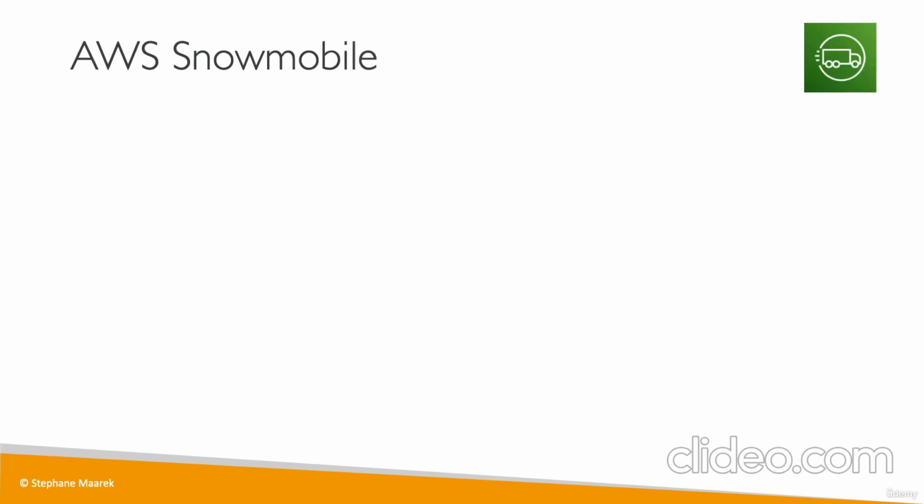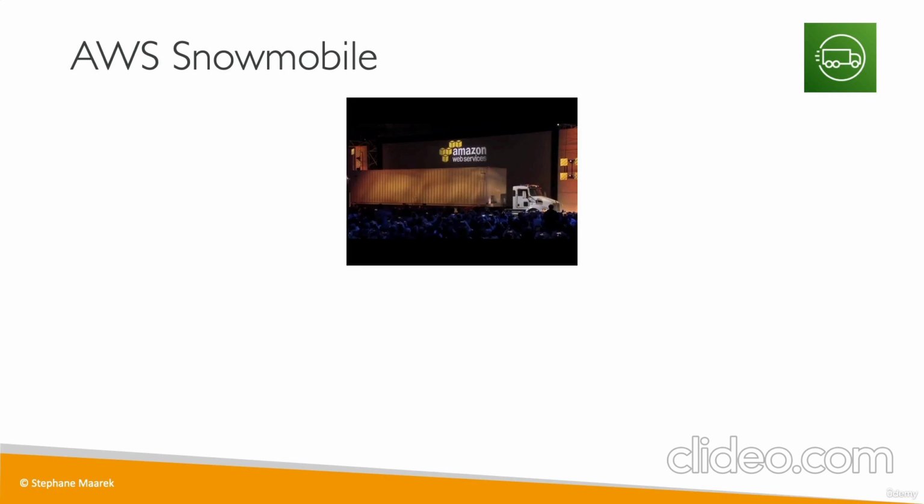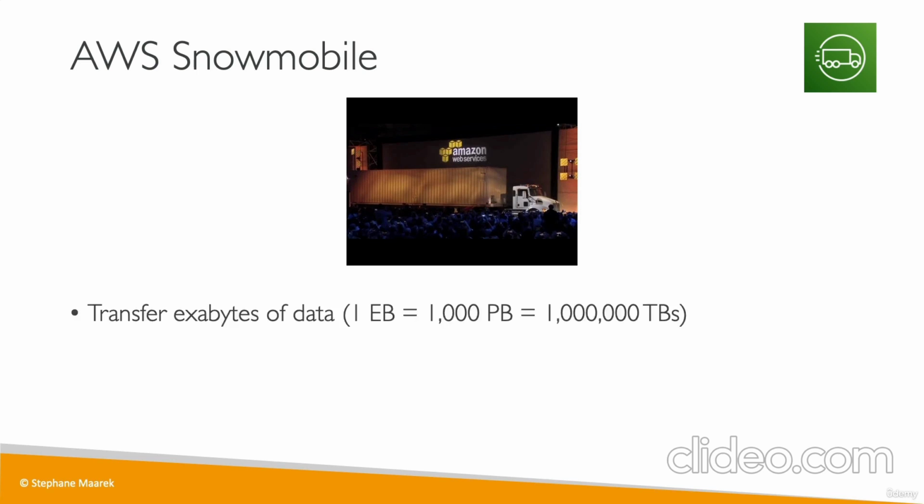And then Snowmobile is an actual truck. When they announced it, they actually took a truck on stage to show that it was an actual truck that is going to transfer data. And so with the Snowmobile, you can transfer exabytes of data.